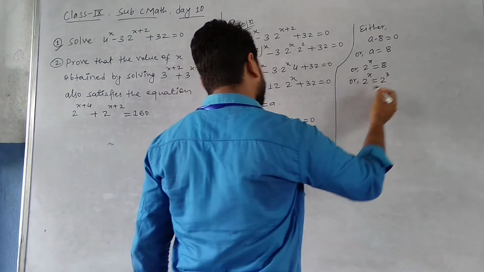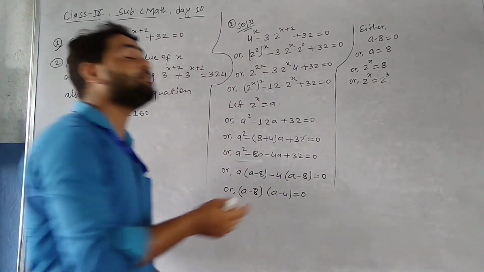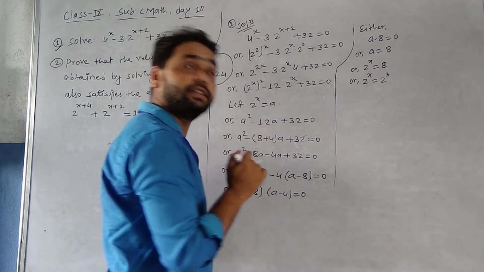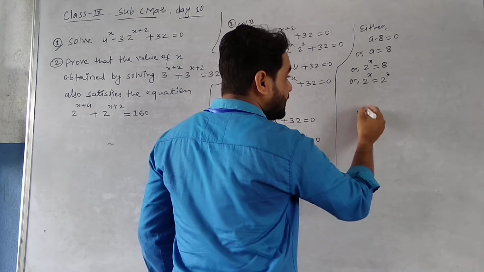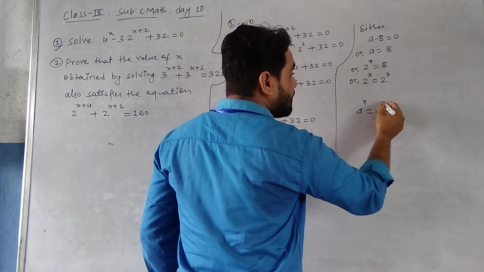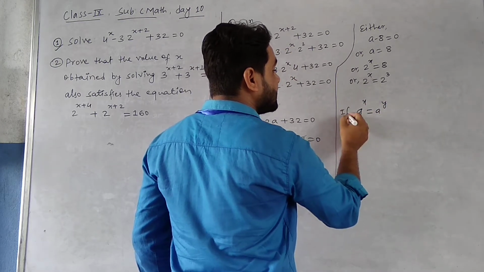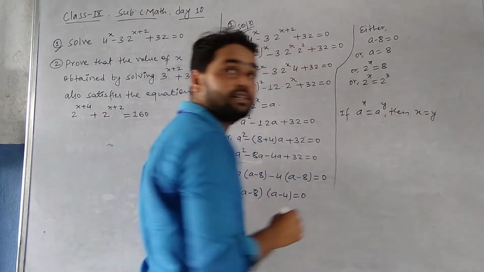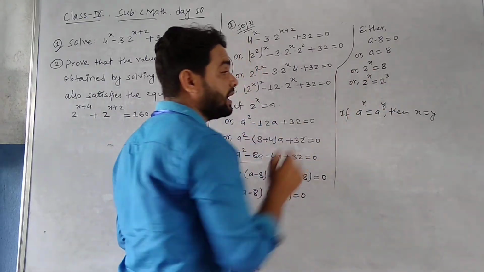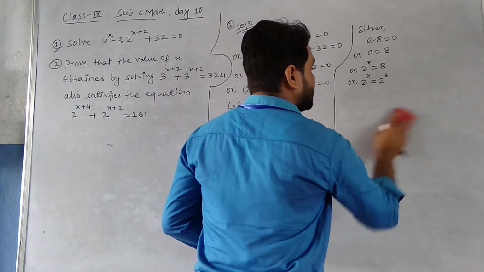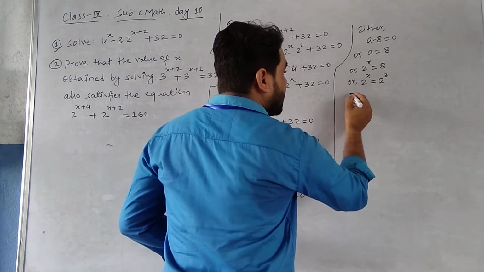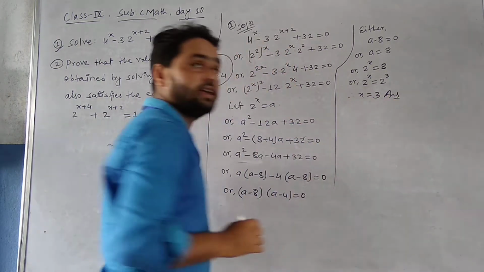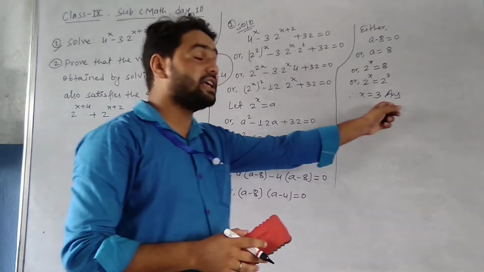Now, in the law of exponentials, if the base is the same and there is an equal to sign between, then we can equate the powers. This is our law: a power x equals a power y, then x equals y. We are going to apply the same law. So we can write therefore x equals 3. This is one answer. That means we can find the value of x as 3.